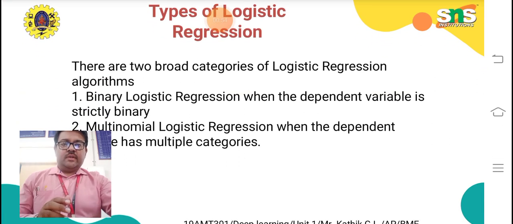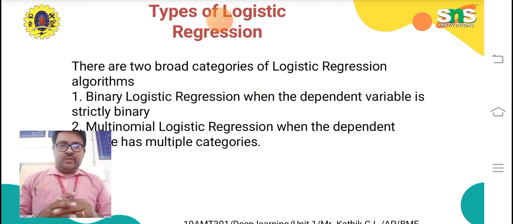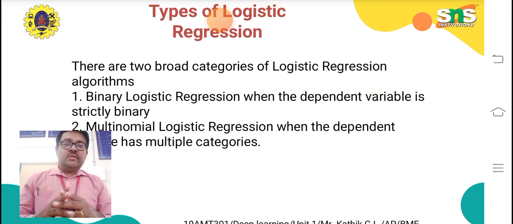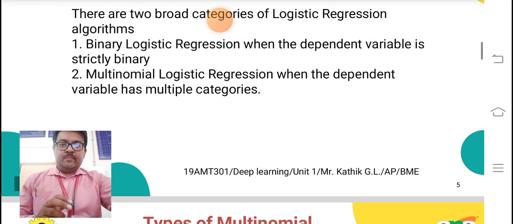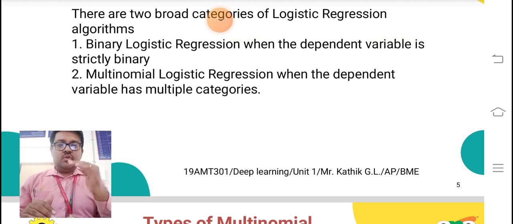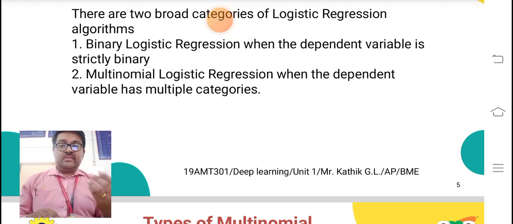What are the different types of logistic regression? There are two types of logistic regression. One is binary logistic regression and another one is multinomial logistic regression. Binary logistic regression is where the dependent variable is strictly binary, zeros and ones, whereas multinomial logistic regression is where the dependent variable has multiple categories. Dependent variable means y-axis. When the y-axis has multiple categories, like different levels, say you are detecting cancer stages. So the cancer stage can be stage 1, 2, 3, 4 based on the severity. But in binary you have two things only, either no or yes. For example, detecting cancer, that is binary logistic regression, where the cancer is present or not present.